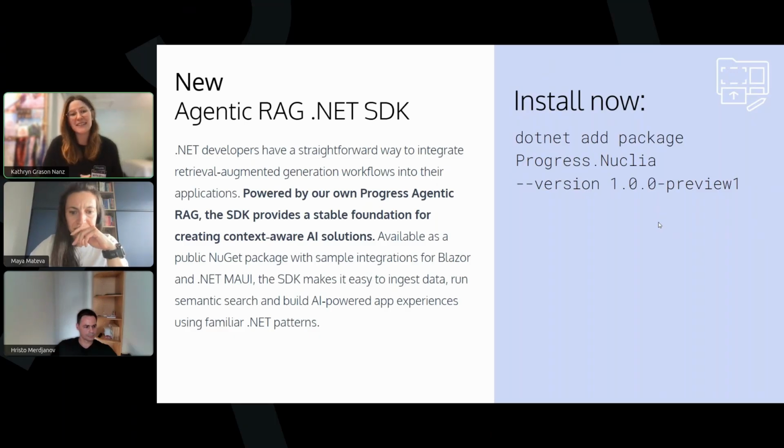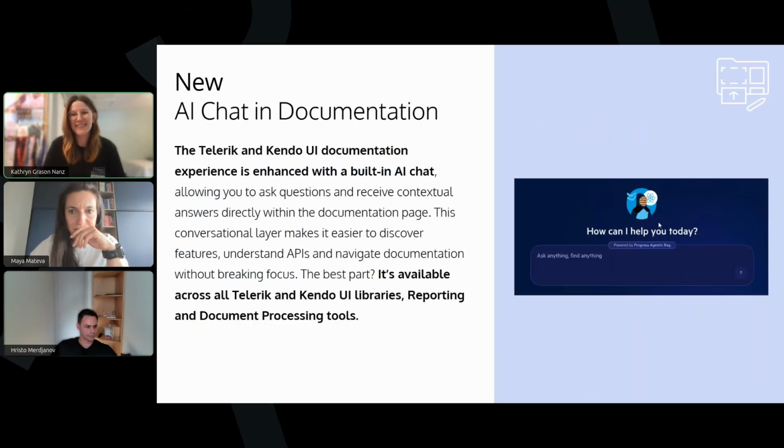Other big update that we have for our AI workflows category is our new AI chat in documentation. All of our Telerik and Kendo UI documentation now includes a built-in AI chat. That means you can ask it questions about really any part of implementing our libraries or any of the new AI tooling, and you can get contextual answers directly within the documentation page. This makes it much, much easier to find the relevant APIs and to navigate through your documentation without breaking focus.